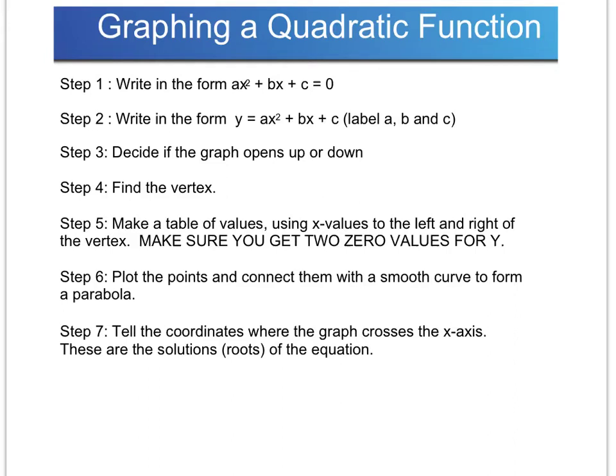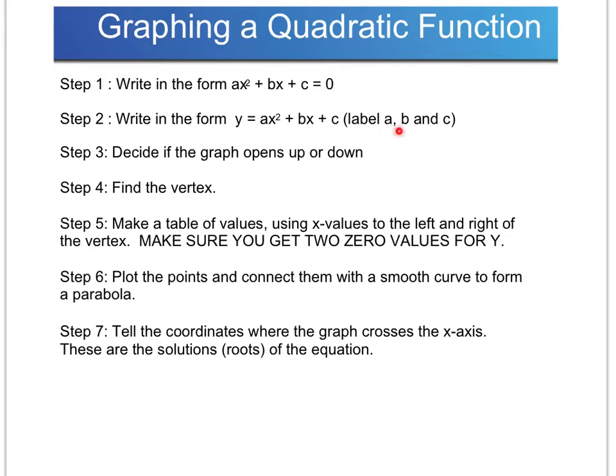So if I'm looking here, step 1 says to write in the form ax squared plus bx plus c equals 0. That means that we have got to get 0 on a side by itself, if it's not already. Step 2 is after we have the quadratic equal to 0, we're going to write it in the same form as before, but just in y equals, which means we are essentially replacing 0 with y.